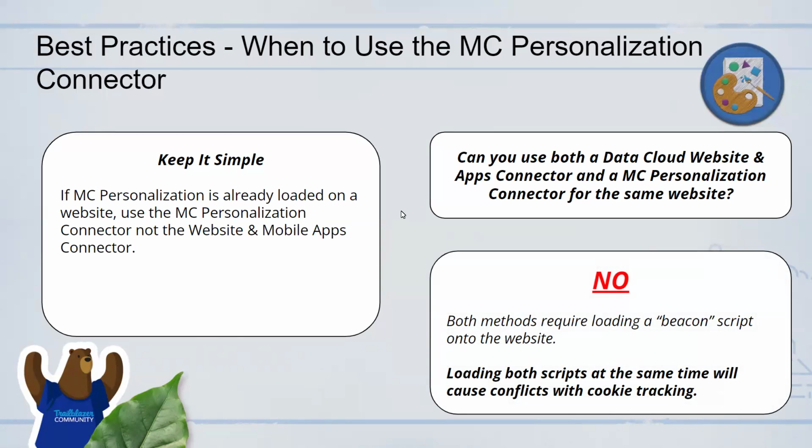The SDK is shared between Data Cloud and MCP. If you do try to have both methods loading onto a page, you're going to have each beacon script basically conflicting with one another. Those conflicts are probably going to cause issues not only with data collection, which is going to be a cost perspective, but also cookie tracking, which, from a GDPR and CCPA perspective, you don't want to mess with. So just to exacerbate this point even more, if they already have personalization, run with the platform.